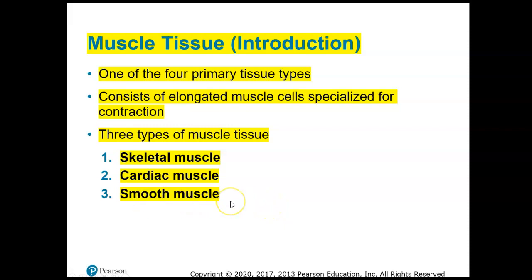Smooth muscle is found lining the blood vessels, lining the intestines and the digestive tract, lining the airways, like the trachea and the bronchi and the bronchioles, lining the urinary tract. So smooth muscle is found lining pathways that move fluids or air or solid along, and it is involuntary muscle.